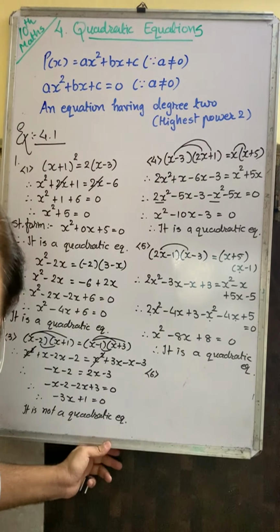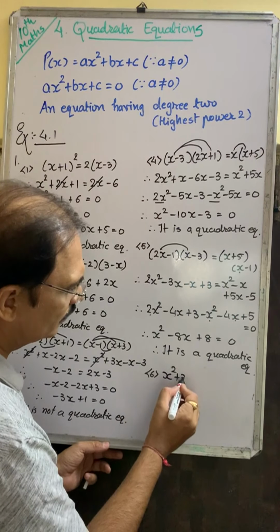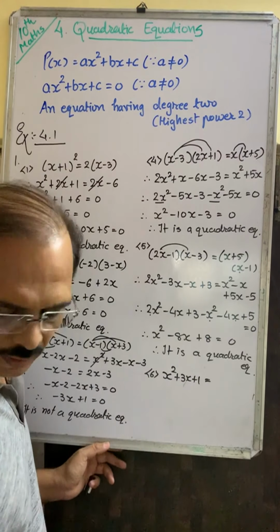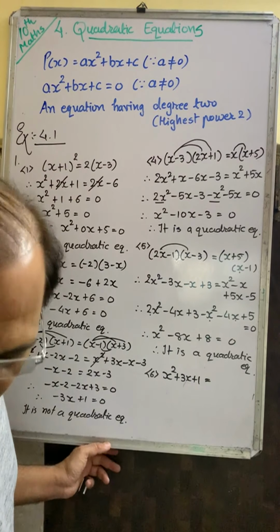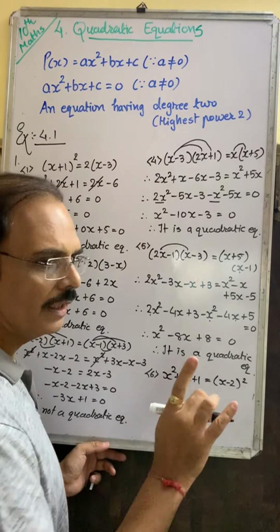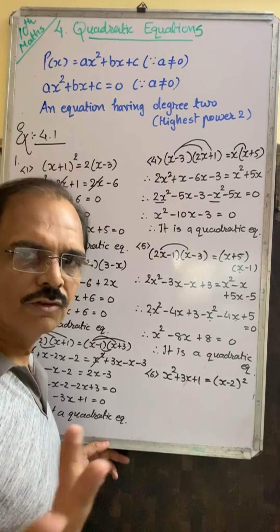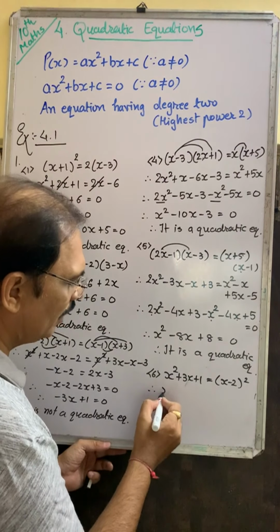6th number, x square plus 3x plus 1 is equal to x minus 2 the whole square. When you open it, you will get x square as the first term, and x square and x square will be cancelled, so it is not a quadratic, but we simplify.